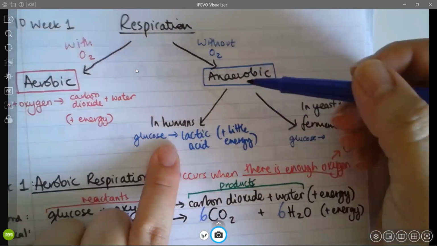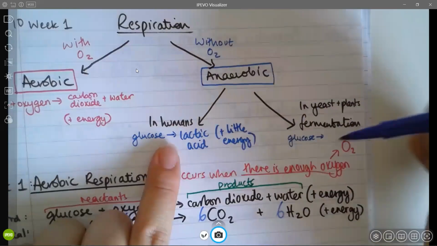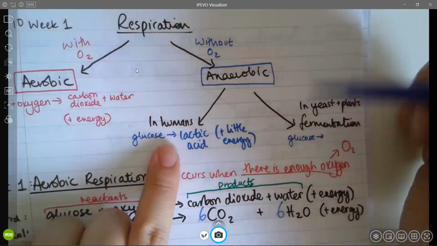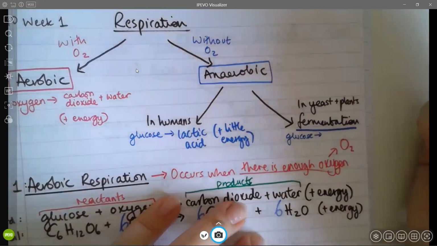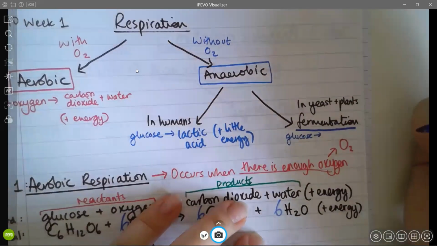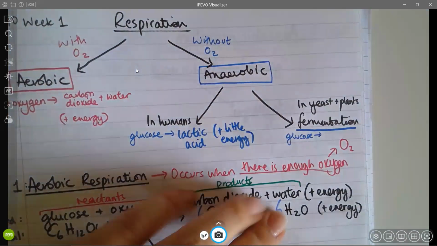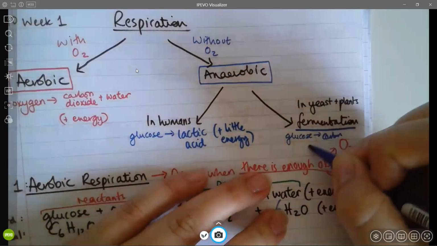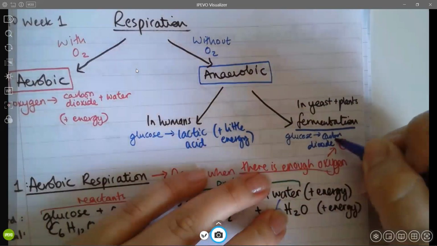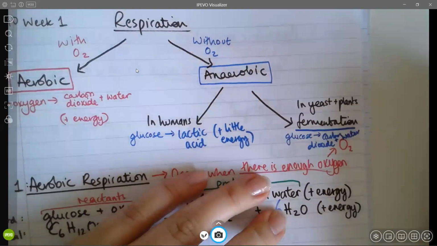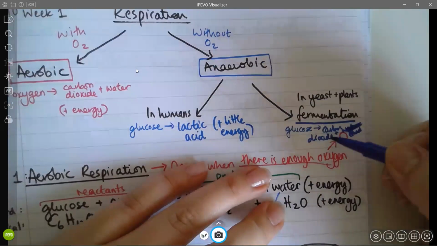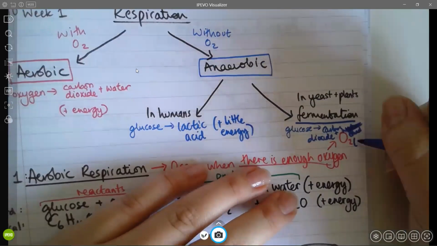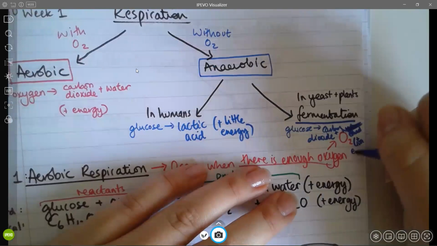Now, anaerobic respiration also happens in yeast and in some plants. When the question asks you what is anaerobic respiration in yeast called, it has a special name. The name is fermentation. Fermentation has different products. In humans, it was lactic acid, but in yeast and plant cells it is carbon dioxide and water. Oh, no, it's not. It's carbon dioxide and ethanol. Well done to those who went, oh no, it's wrong, miss. So it's carbon dioxide plus ethanol. And again, it's plus little, I'm running out of room, energy.